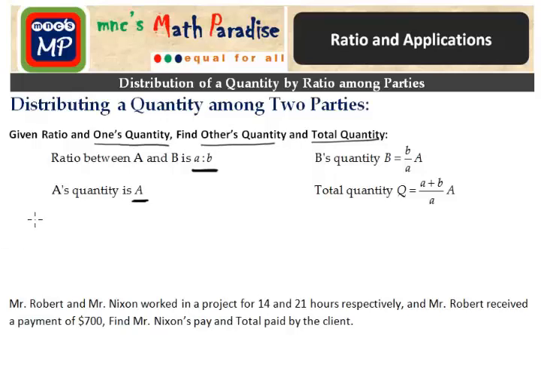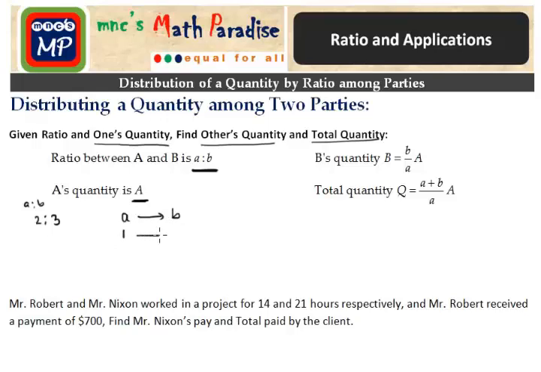So if we consider that the ratio between A and B is 2:3, that means if A got 2, B will have 3. We are considering that the ratio A:B is 2:3. That means if A's quantity is 2, then B's quantity will be 3. In general, if A's quantity is small a, then B's quantity will be small b.